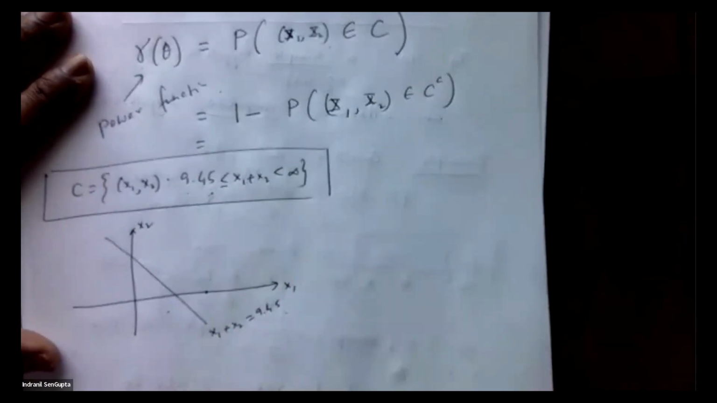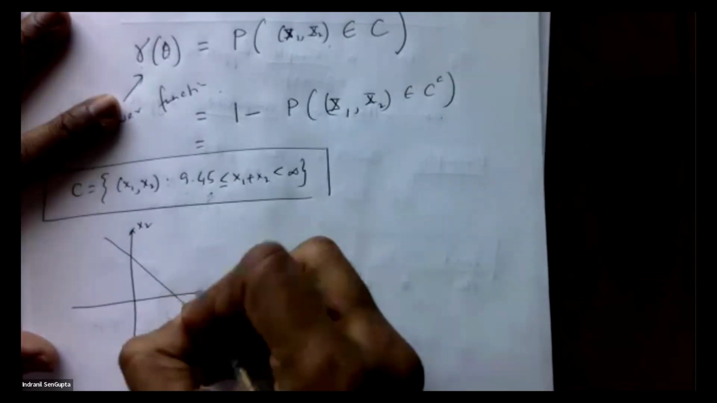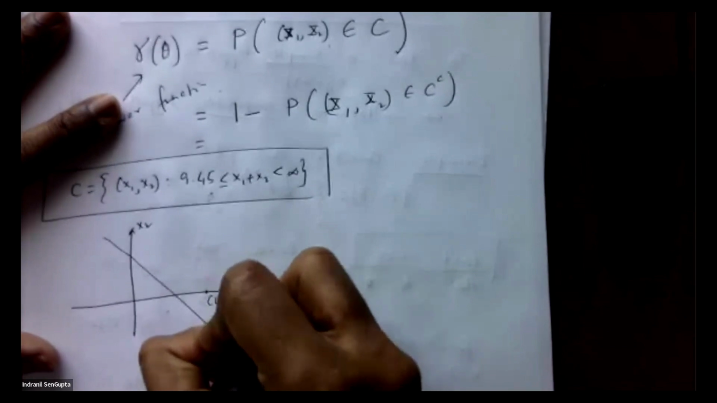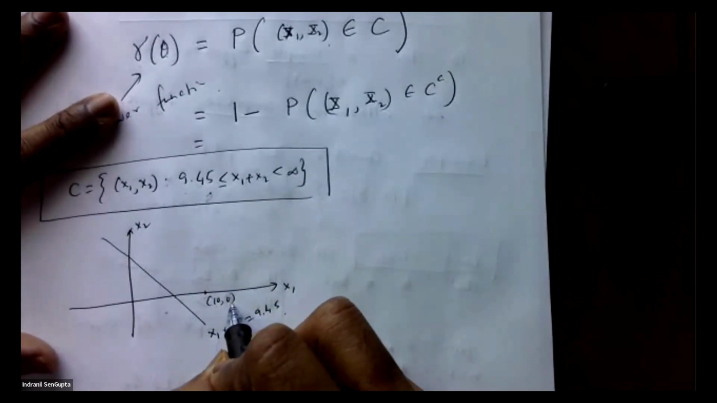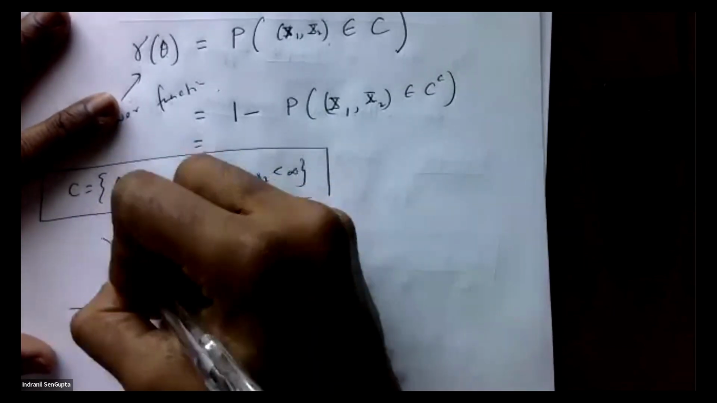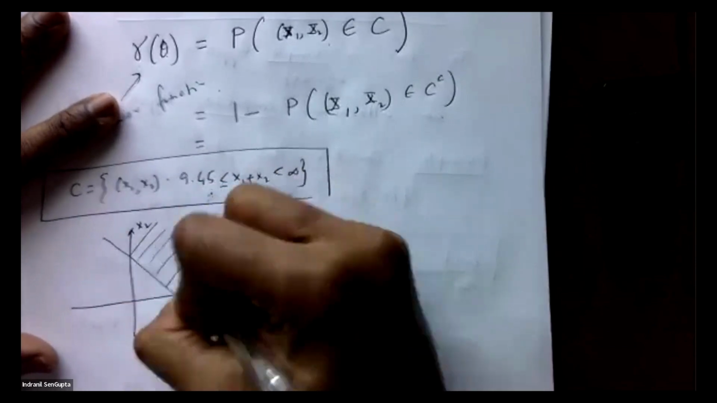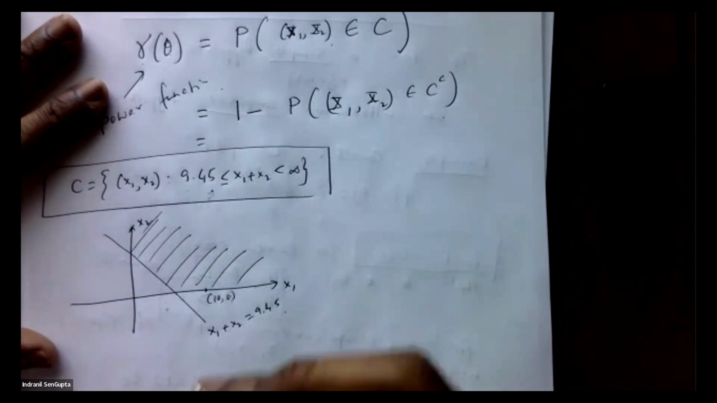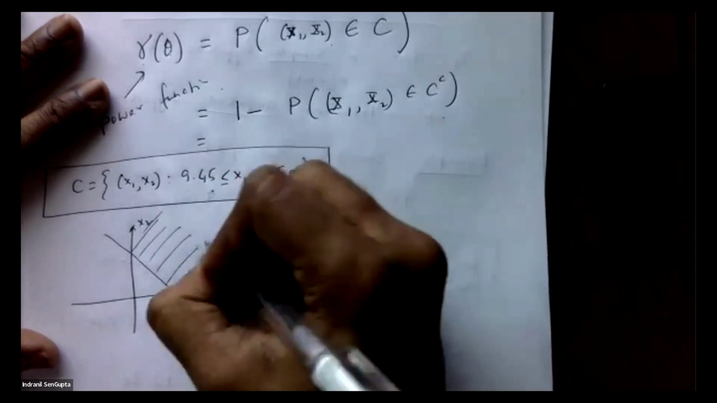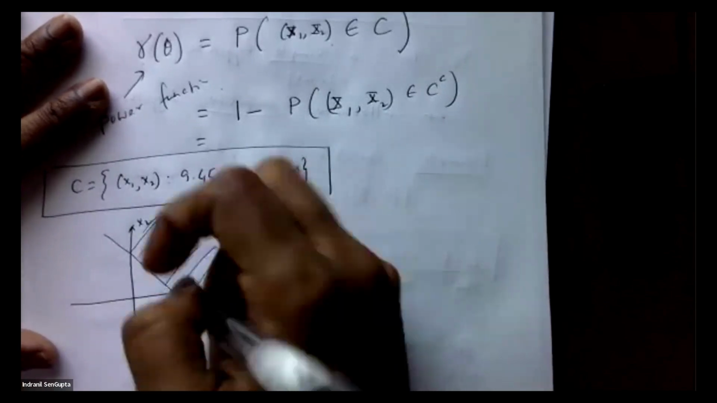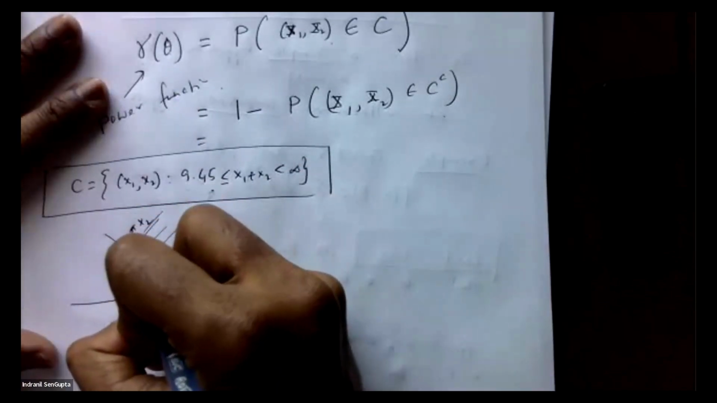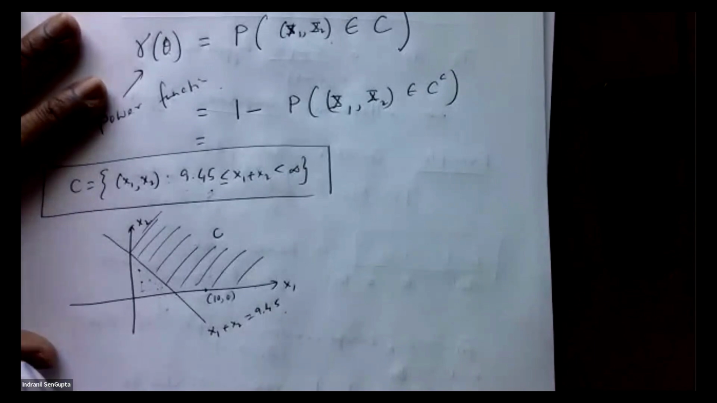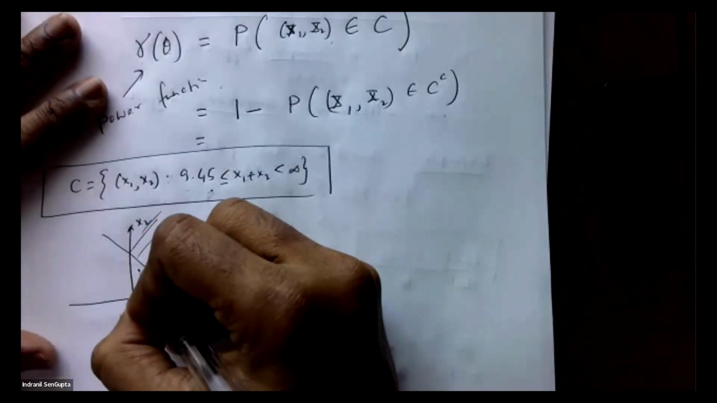So now if I compute, there is a point 10 comma 0 here, and for this x1 plus x2 is 10, which is bigger than this one. So this is the region I'm talking about, right? So that is the region of C. So what is C complement? C complement is basically right here. Okay, so that means I have to integrate here.